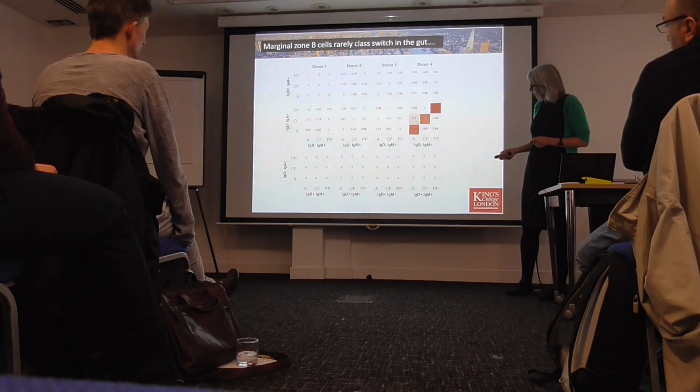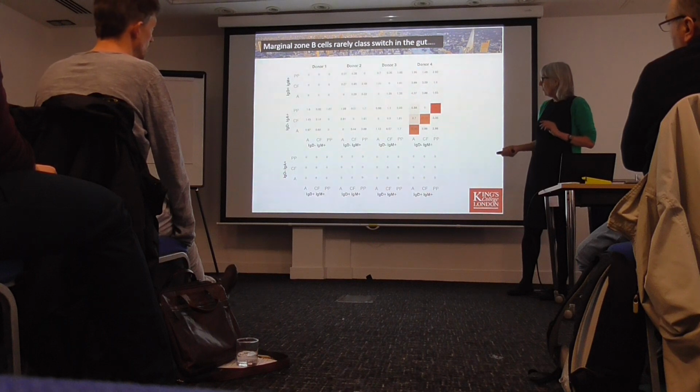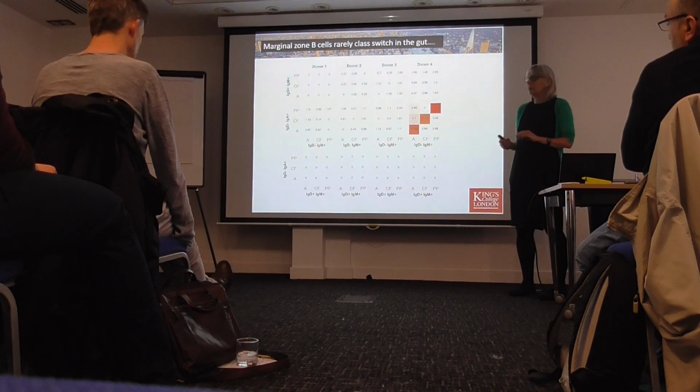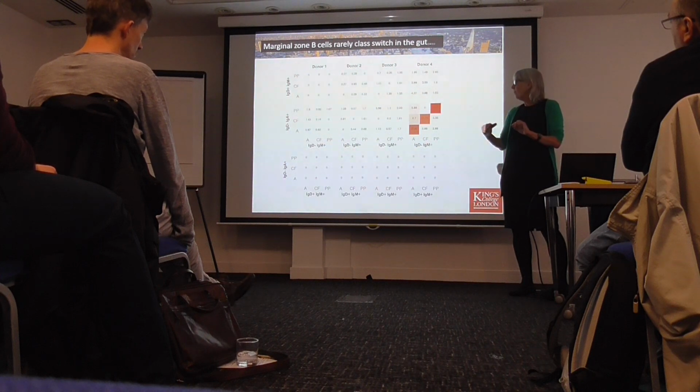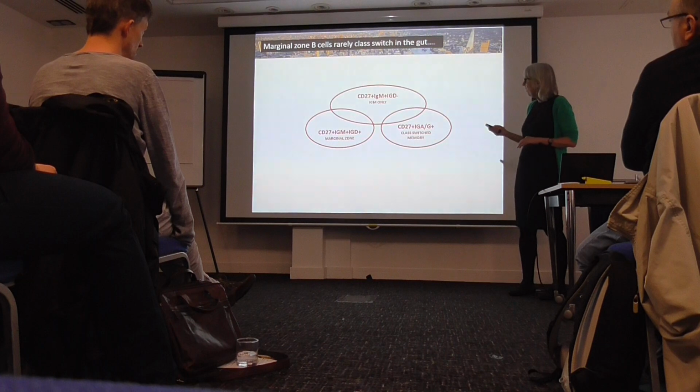However, when we looked at the marginal zone derived clones, we didn't see any relatives in this data set that were class switched to IgA. Which is consistent with the concept that marginal zone B cells and memory B cells, although they can occupy the same space, remain clonally separate.